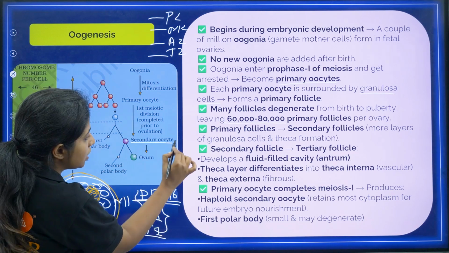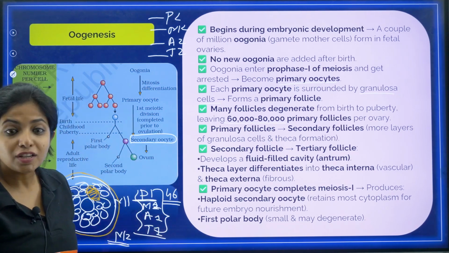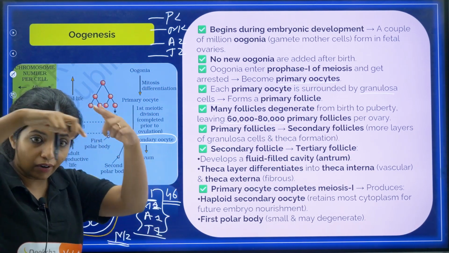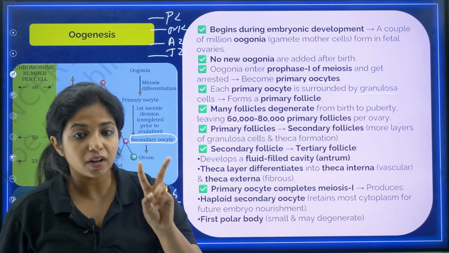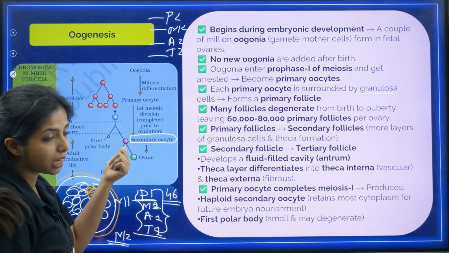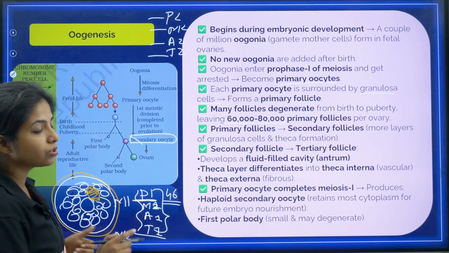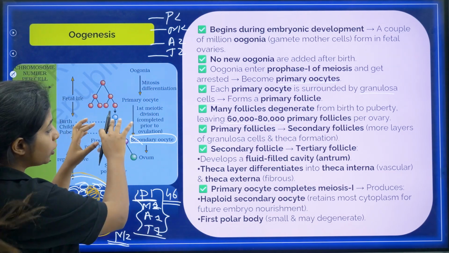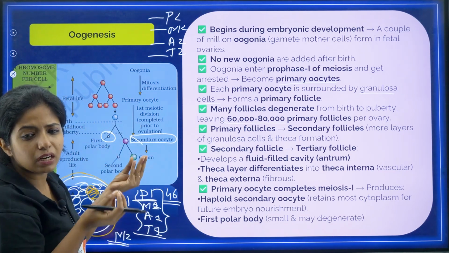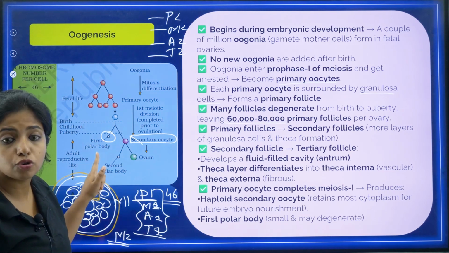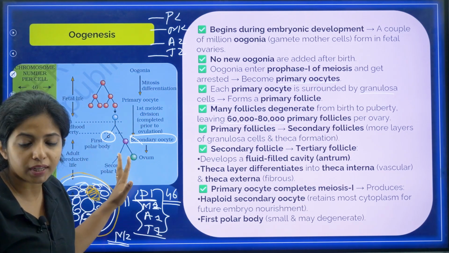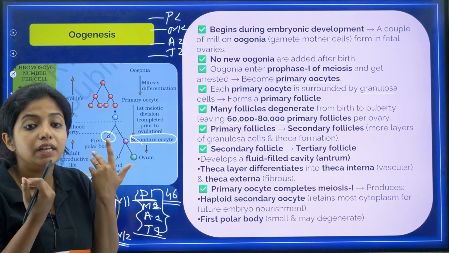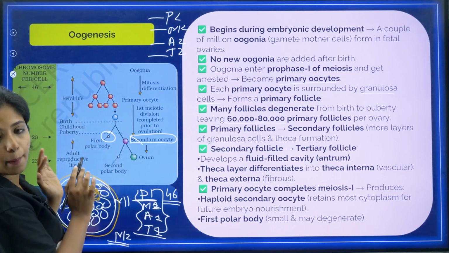Now you will call one cell the secondary oocyte. In the case of spermatocytes, they divided and you get two secondary spermatocytes, but over here it's not like that. You get only one secondary oocyte and the other one you call the first polar body. The cytoplasm goes to one particular cell, and very little cytoplasm is left in the other cell, which you call the first polar body. This first polar body will degenerate, so no further division would happen there.